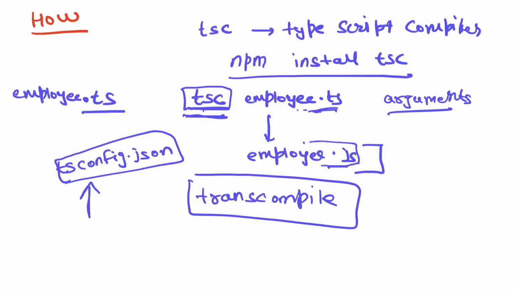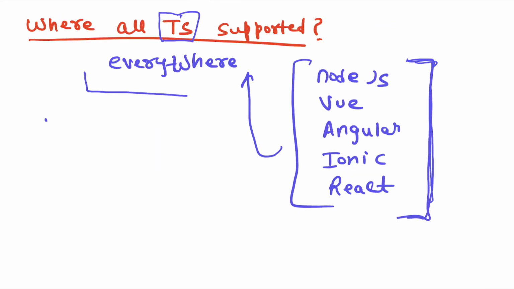And then we discussed how you can run your TypeScript code using the TSC utility, the TypeScript compiler, which converts your TS files into JS files. And then we talked about where all it's supported, and then we looked at some sample code. So I hope you got the concept of TypeScript.